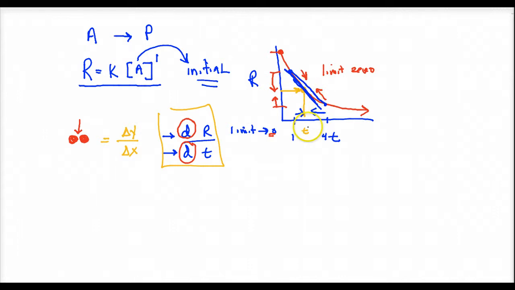But of course, as this time changes, so does the slope. The slope is constantly changing because this is not a straight line. And that's where calculus comes into play. We're dealing with values that are constantly changing. They're not staying constant.